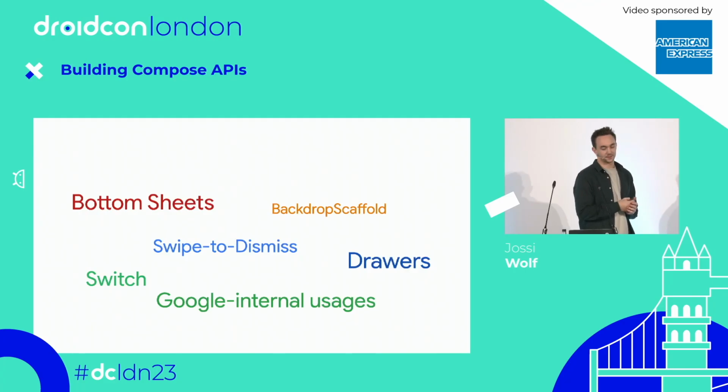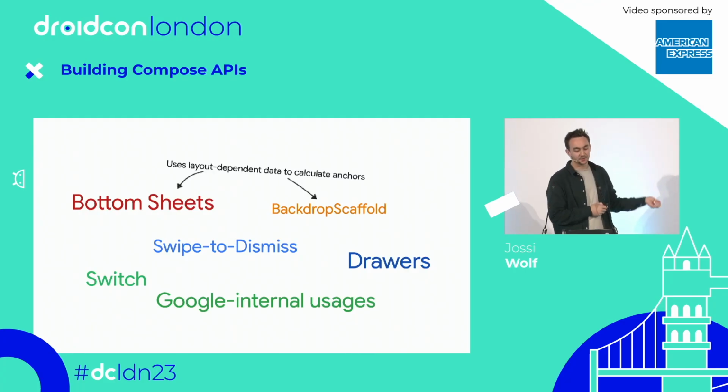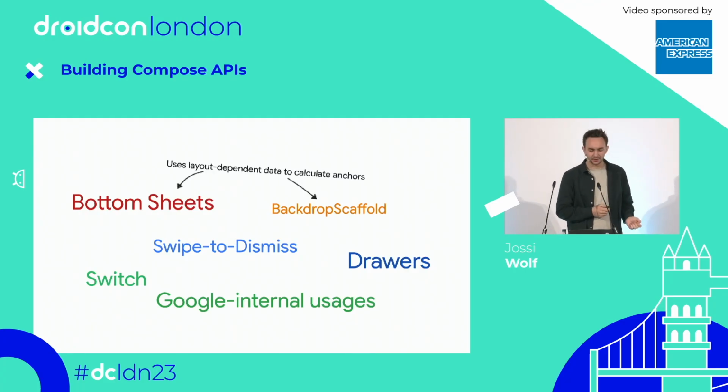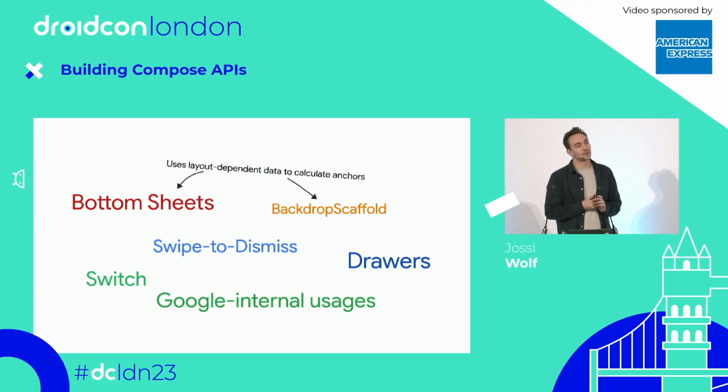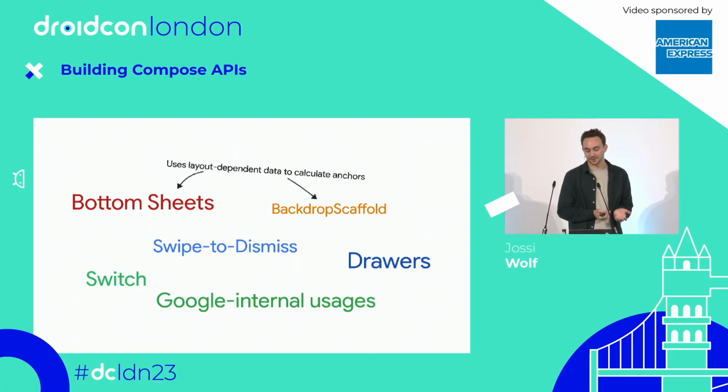We had a couple of use cases, right? We had bottom sheets, backdrop scaffold. I think even swipe to dismiss is actually using layout-dependent anchors. And for these, we wanted to optimize for these use cases. So this is the whole background of how we started working on this.